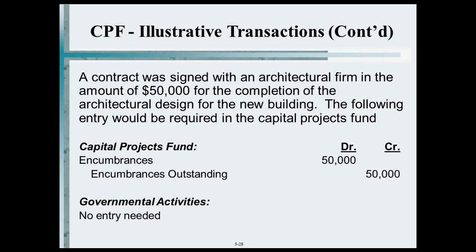Okay? And one of you was asking me about encumbrances during lunch. So the contract was signed with an architectural firm for $50,000. They wanted to get the project started until they got the money from the bond. As soon as they signed the contract, what happened? They booked an encumbrance, right? Capital projects fund is a governmental fund. You do what? Have encumbrance accounting. Anything in the governmental activities? Nothing. They don't recognize encumbrances. Okay.